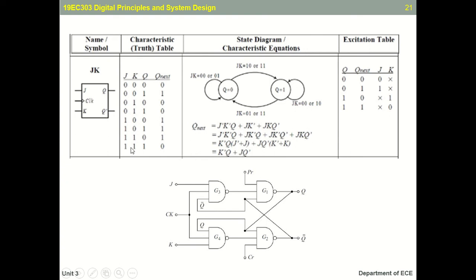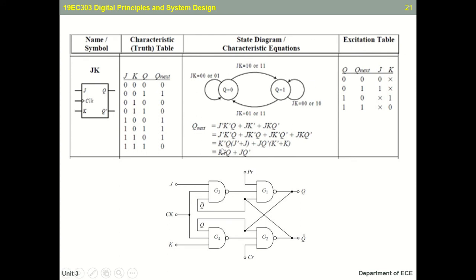So here the first input changes from 0 to 1, so you could write it as x1, okay. And for 1 and 1, for 1 and 1 it's 1 0, and for another 1 and 1 it's 0 0. So that can be written as x0. Okay, so that's all about the characteristic table and the excitation table.